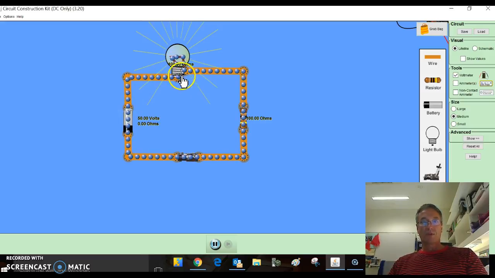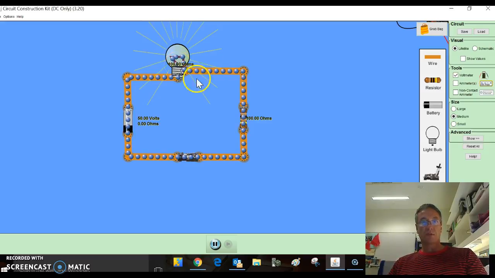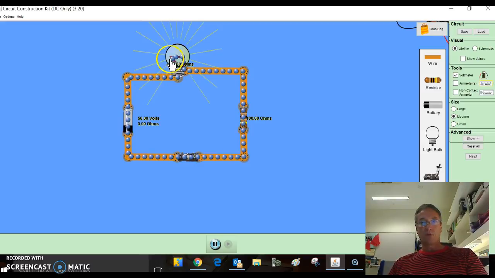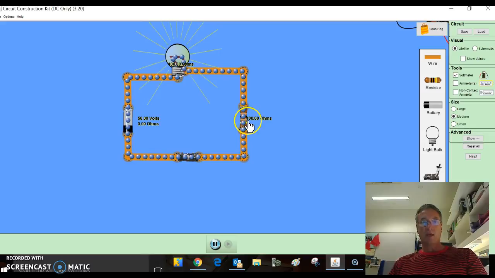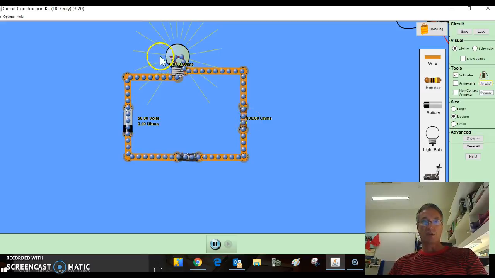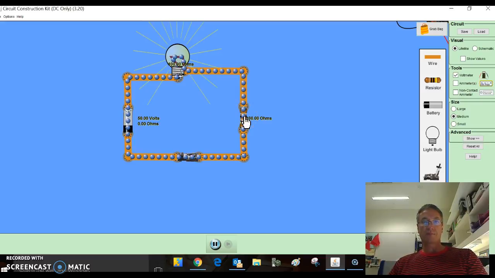Now the way it works is that if this is a 100 ohm resistor and this is a 100 ohm resistor, then they will lose half of their energy at this one and half at this one. So 25 joules of energy will be lost here and 25 joules of energy will be lost here.